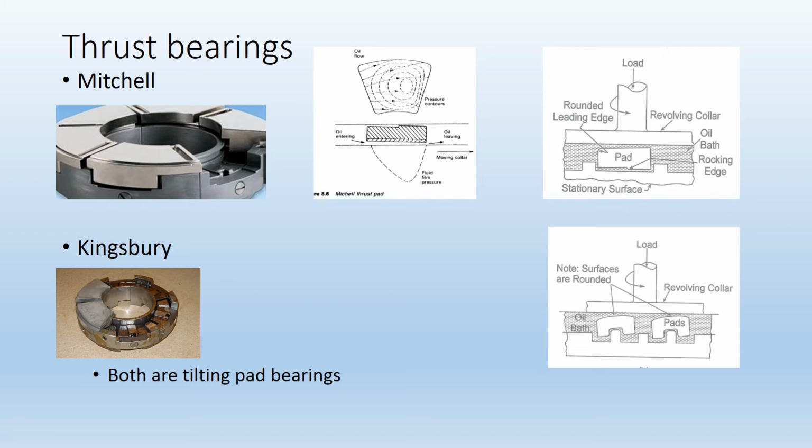When you look at the Mitchell bearings, they only work in one direction. The pad tilts in one direction, and that's the only way that bearing will effectively be a thrust bearing. Whereas with the Kingsbury, the pads are tilted and they're rounded on both edges. So therefore, a Kingsbury bearing can be operated in either clockwise or counterclockwise.